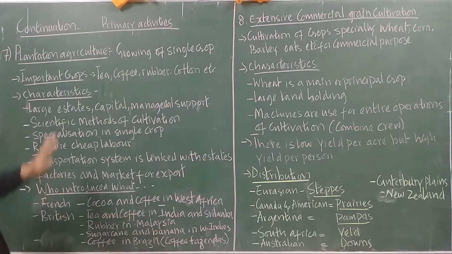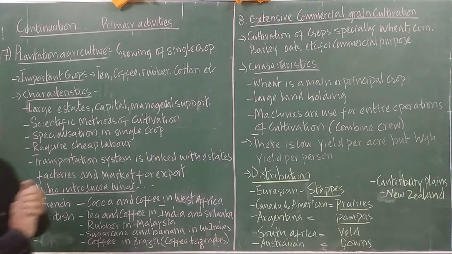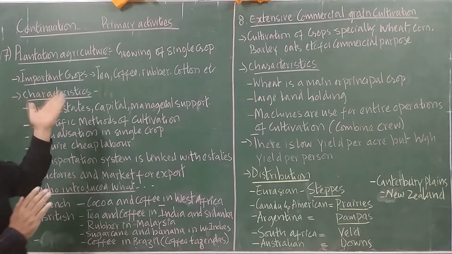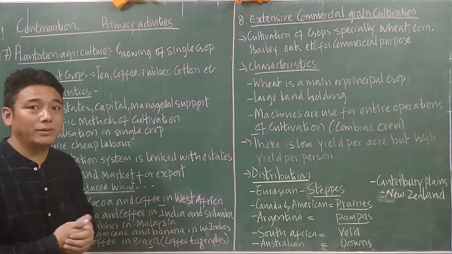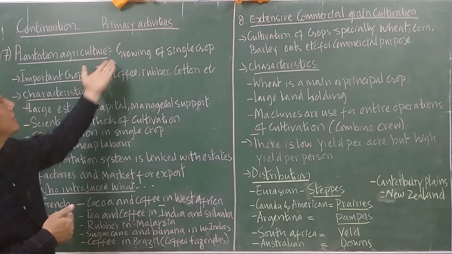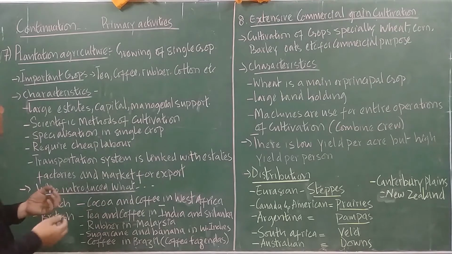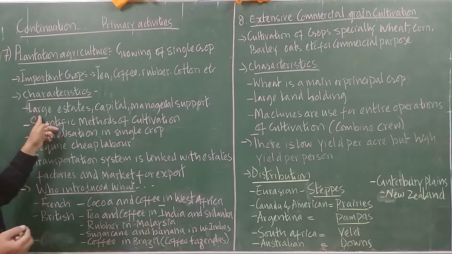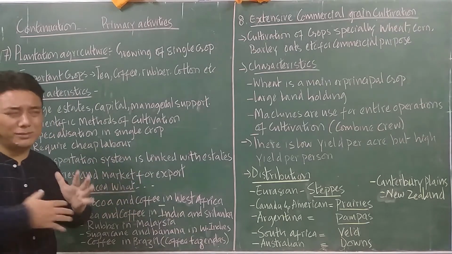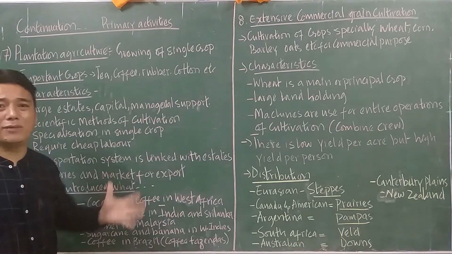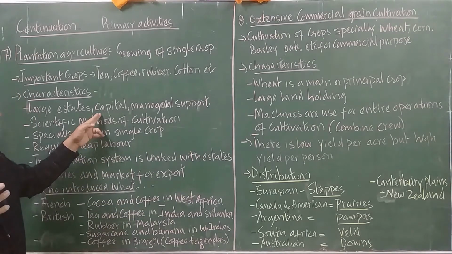So what are the characteristics of plantation agriculture? First and foremost, it is the growing of a single crop. This is the meaning as well as one of the characteristics. They grow a single plant on a large estate, so they have a large area. For example, a tea plantation area will be very large. And in India, the Assam tea is very famous.